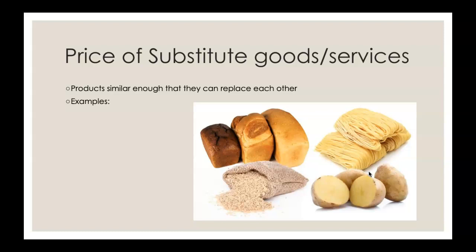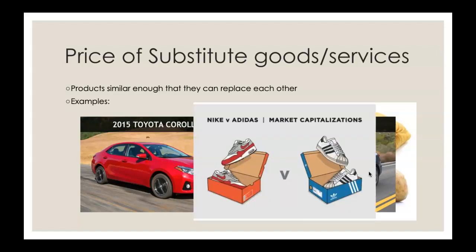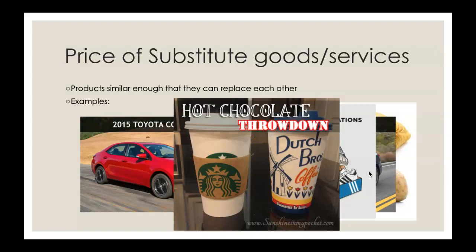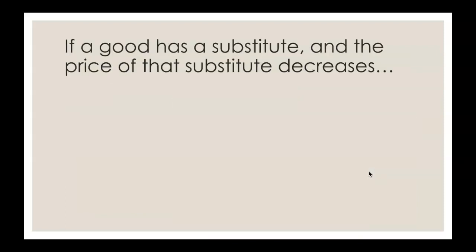Coca-Cola, Pepsi, although I know a lot of you feel fiercely strong about Coca-Cola or Pepsi. Another example of substitute goods, a Toyota Corolla versus a Honda Civic. They're virtually the exact same market. If there's a huge price drop in Toyota Corolla, people are going to go for the Toyota Corolla as opposed to the Honda Civic. They're substitutes for one another. Another examples that can go in your guide in terms of Nike versus Adidas are substitute goods. Dutch Bros versus Starbucks. Any of your green vegetables can substitute each other. So those are some examples of substitute goods.